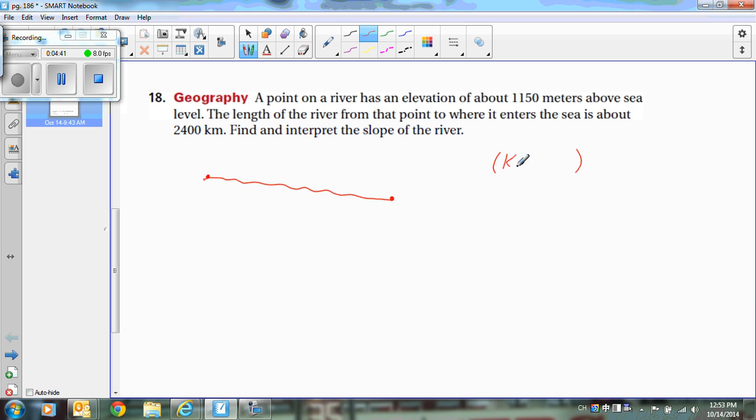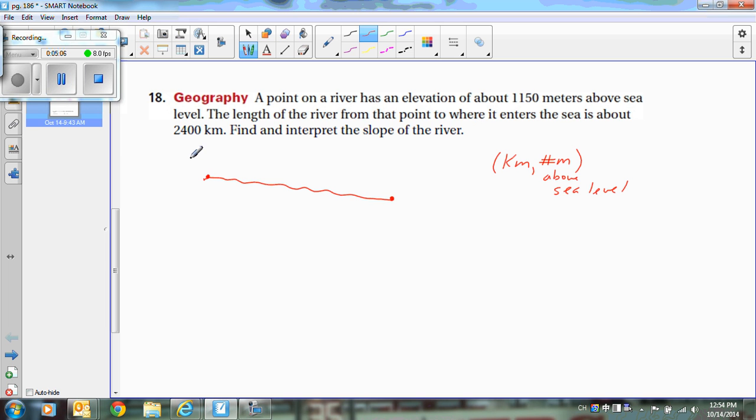The first number will represent a number of kilometers. The x value, or the independent value, will be the kilometers, and the y value, the dependent value, will be how many meters above sea level the water is. Okay, so looking at the problem again, it says, at a point on a river, well, let's just let that be our beginning point. Sorry about the bell.